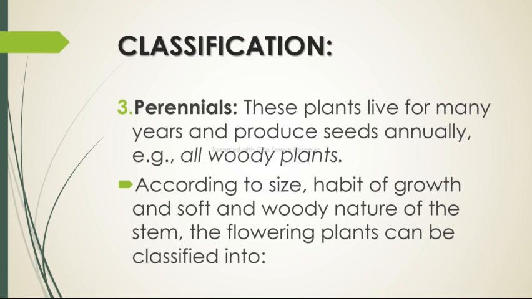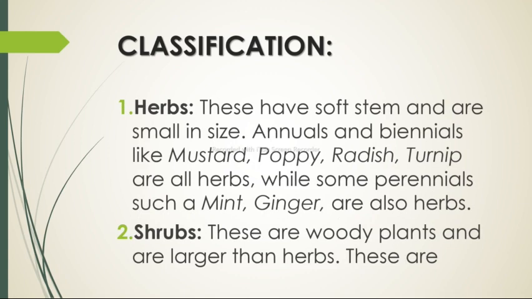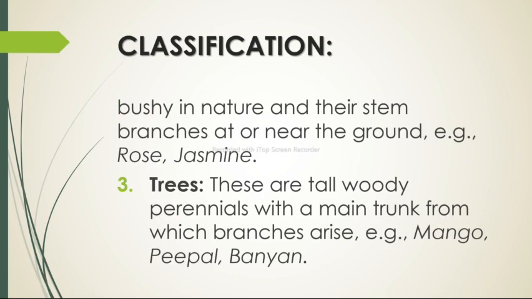So according to the size, habit of growth and soft and woody nature of the stem, the flowering plants can be classified into, first type, herbs. These have soft stem and are small in size. Annuals and biennials like the mustard, poppy, radish, turnip are all herbs, while some perennials such as the mint, ginger are also herbs. Second type is the shrubs. These are woody plants and are larger than herbs, and these are bushy in nature, and their stem branches at or near the ground. Examples are rose and jasmine.